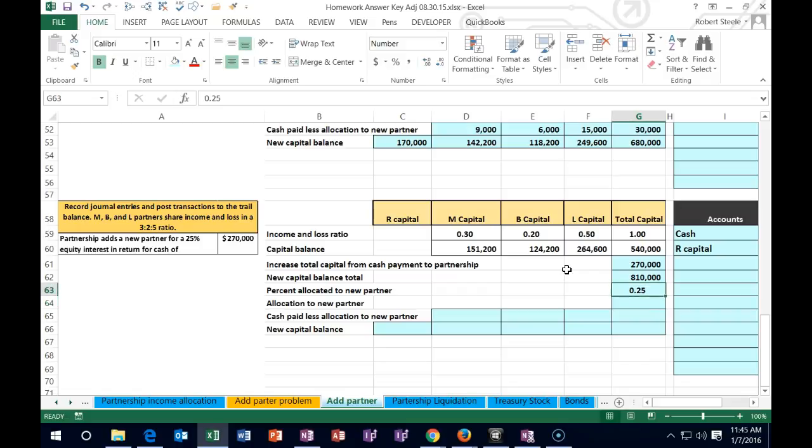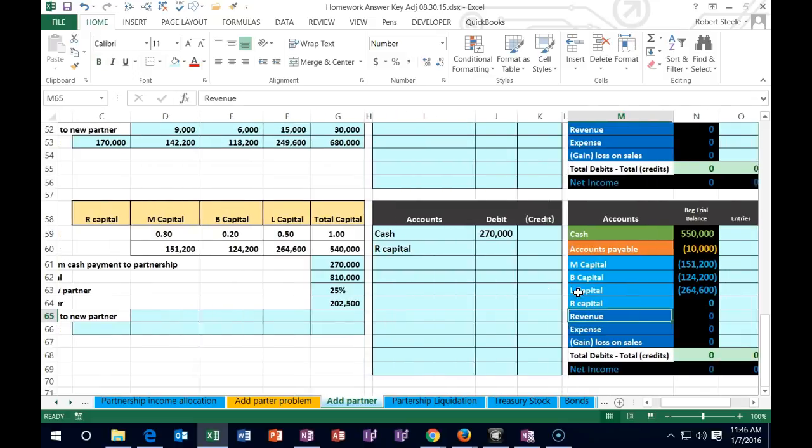If we want to make that a percentage, we can go to the Home tab, go to the Number group, and select the percentage. We're going to give R 25% interest. Therefore, this equals the 810 times the 25% interest, which means that R is going to be on the books at 202.5. So that's the answer to this question over here.